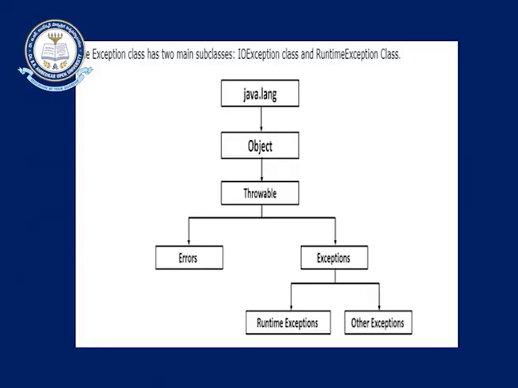This is the diagrammatic hierarchy I mentioned here. First we have the java.lang package. After that we have Object. Under Object we have the Throwable class. Under that class we have Error, Exception, again Exception, RuntimeException and other exceptions.